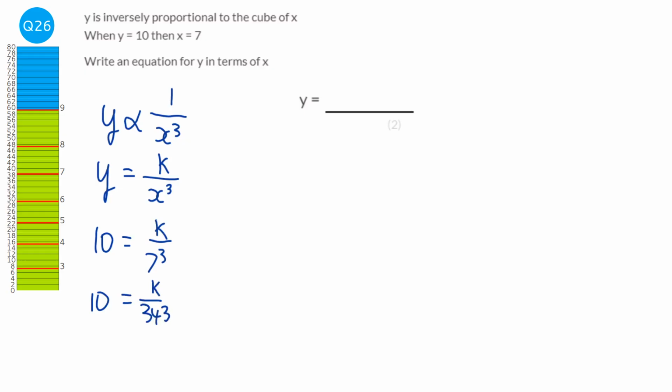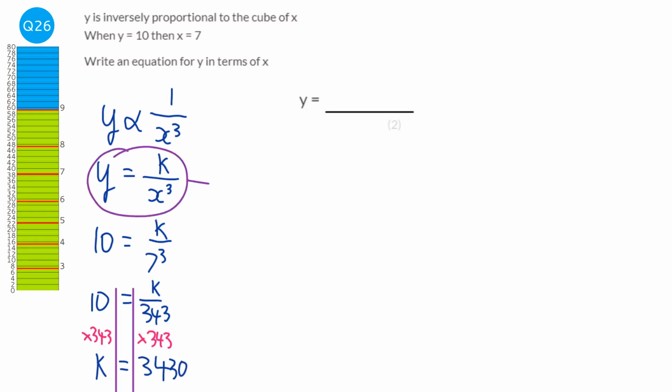343. Okay. And then we're going to multiply both sides by the 343, to find out what k is. I'm just going to swap them around to give myself a bit more space, and we're going to have k on the left hand side here. So that'll be 3,430. So k is 3,430.